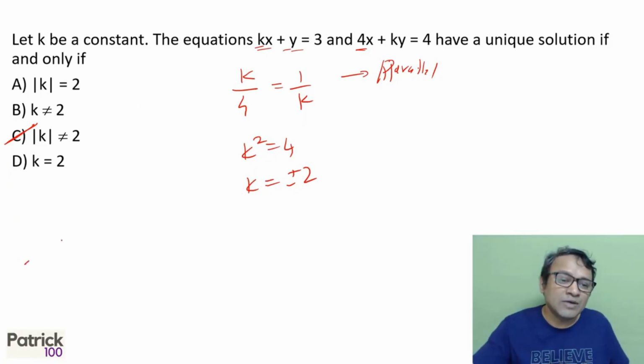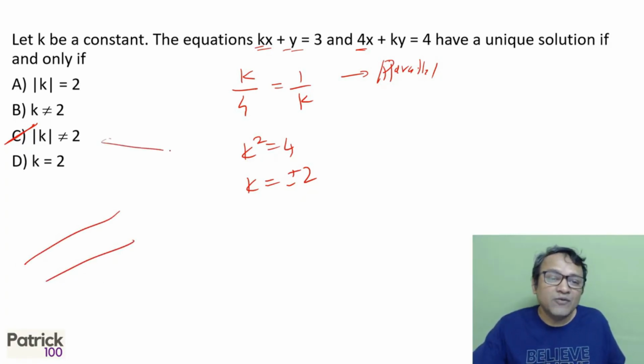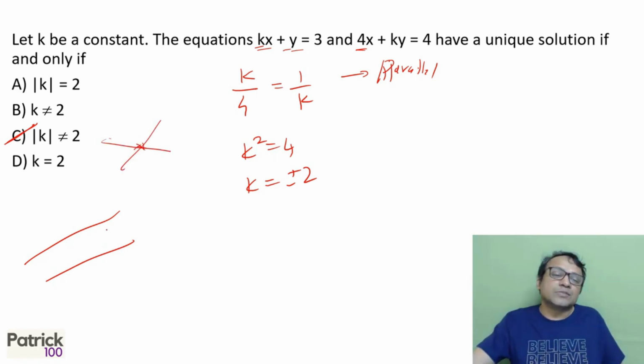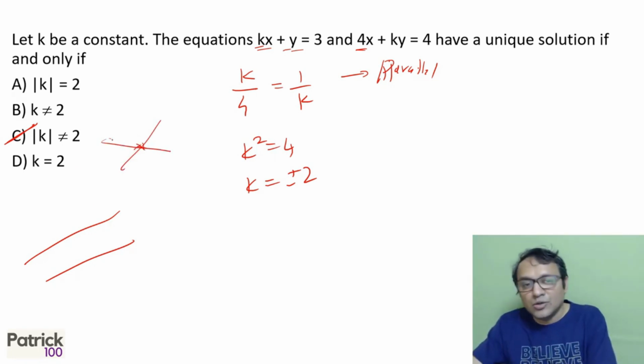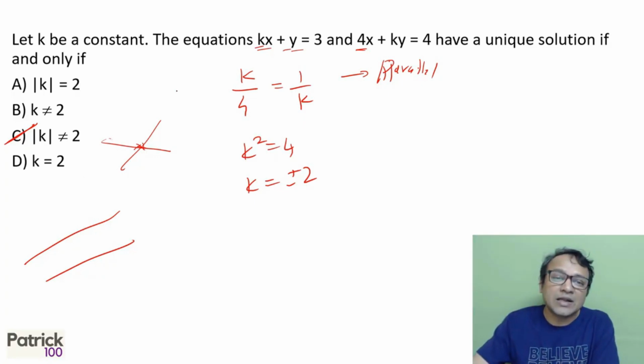Look, when you're parallel, you never intersect. If you don't intersect, you'll never have a solution. Only if you intersect will you have a unique solution. That's the reason you have to look at the points where they'll not intersect. When they are parallel, you'll see these are the points. So that means the answer is k is not equal to 2.